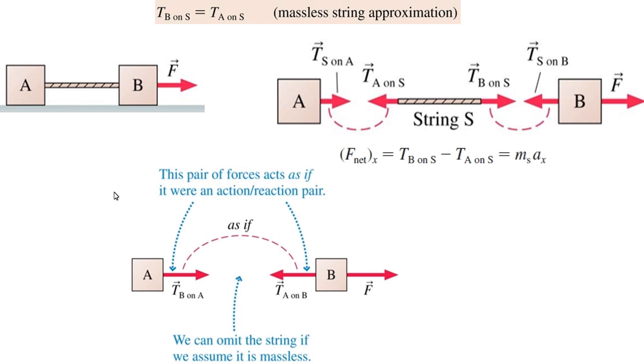Okay, oftentimes we have a situation where we have two masses, let's say A and B, connected by a string or a rope, and we assume that the rope is massless, and I want to show you what the consequence of that is. So let's say that we have a system here consisting of a rope. Let's initially assume it has some mass m sub s.